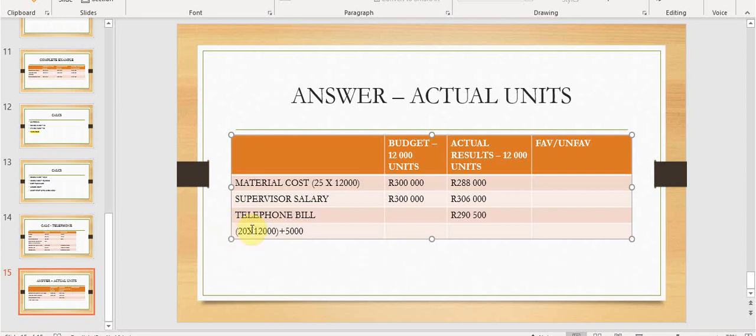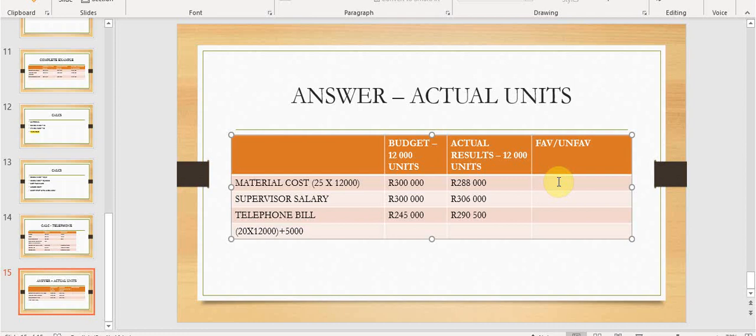Please note how I use the variable cost per unit in estimating the mixed cost. So if I say 20 Rand times 12,000 units and I add to that 5,000, my answer is 245,000. Right. In our final answer, we are not yet done because now we need to indicate whether the differences between this budget at actual units and the actual results are favorable or unfavorable. Is it good or is it bad? And this is really a simple argument.